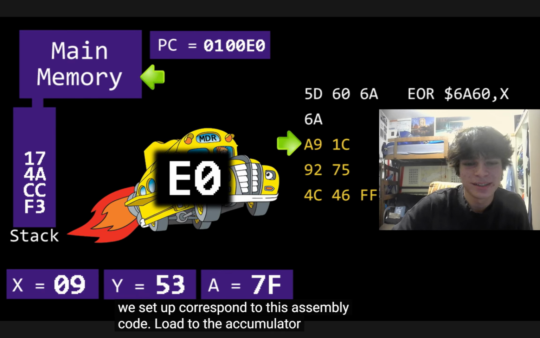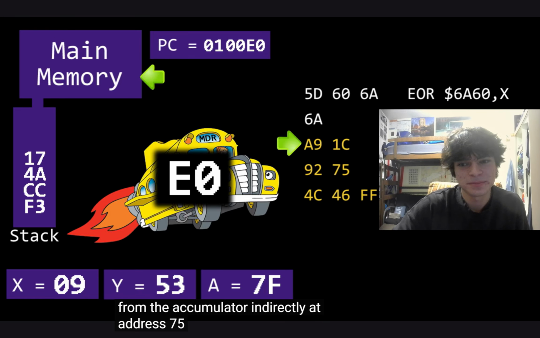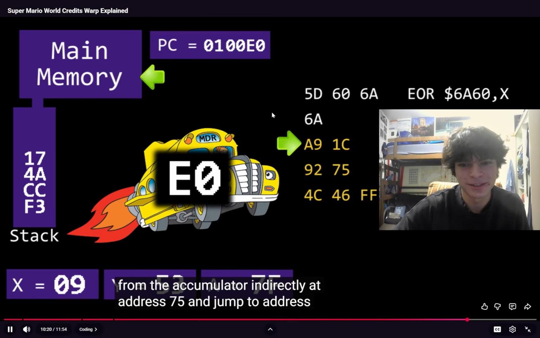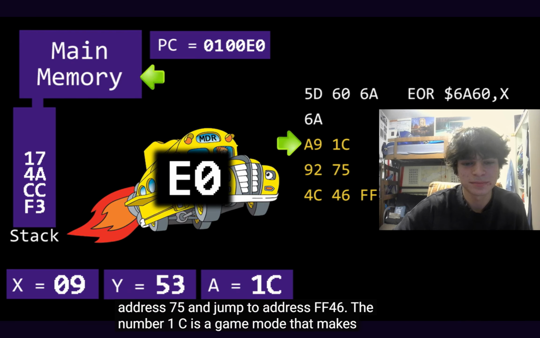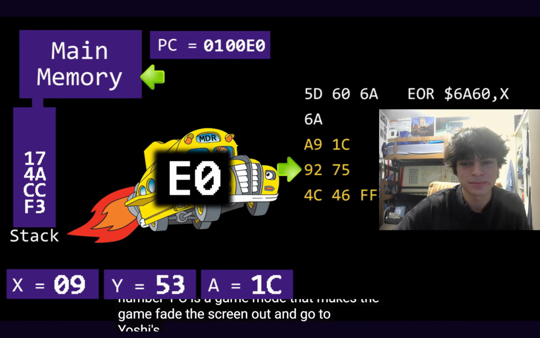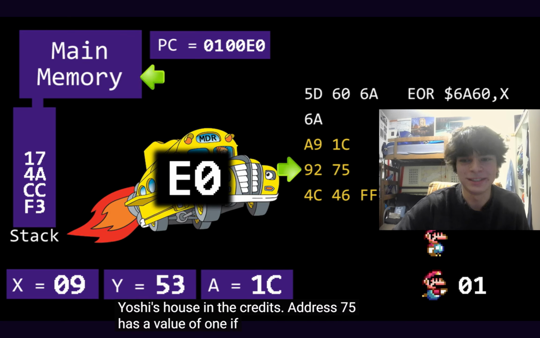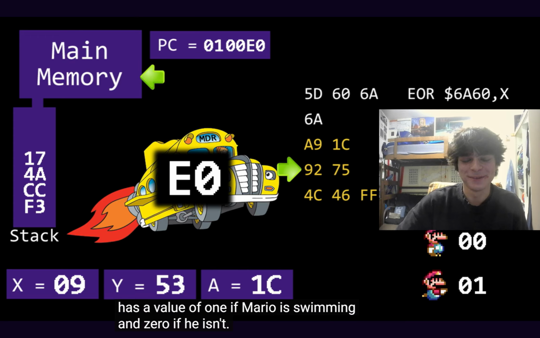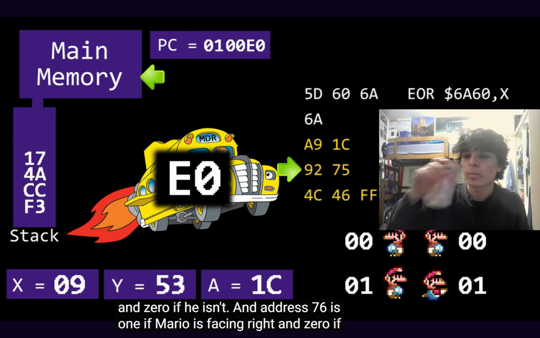Load to the accumulator 1C, store from the accumulator indirectly at address 75, and jump to address FF46. The number 1C is a game mode that makes the game fade the screen out and go to Yoshi's house in the credits. Address 75 has a value of 1 if Mario is swimming and 0 if he isn't. And address 76 is 1 if Mario is facing right and 0 if he's facing left.